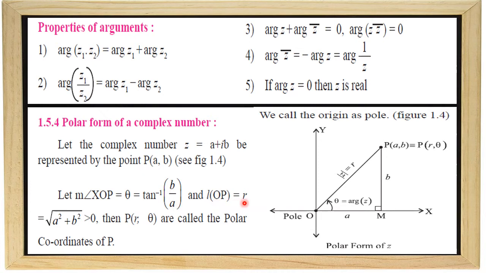It is OP, the distance between the origin and the point P, that is equal to R or modulus of Z. R is equal to root of A square plus B square, greater than 0. That is, it's a distance, so it should be greater than 0. Then we represent P as the ordered pair (R, theta), called the polar coordinates of P. That is, R is the distance from the origin to the point and theta is the argument. Then we can represent P as (R, theta), called the polar coordinates of the point P.